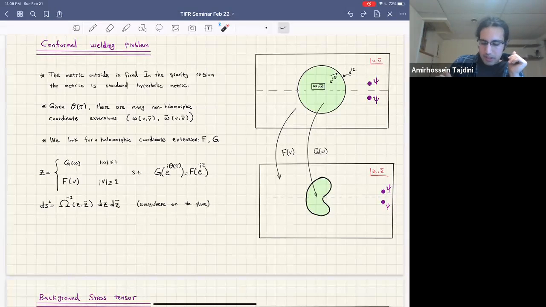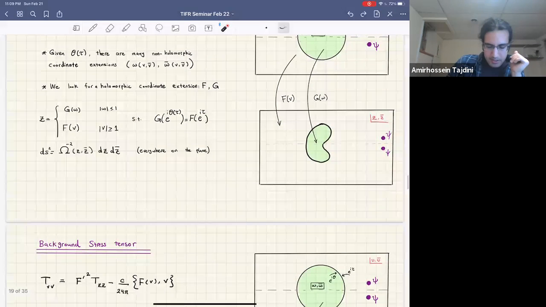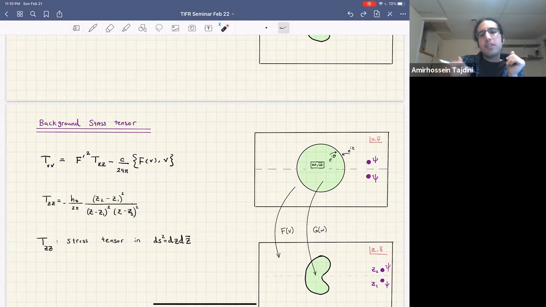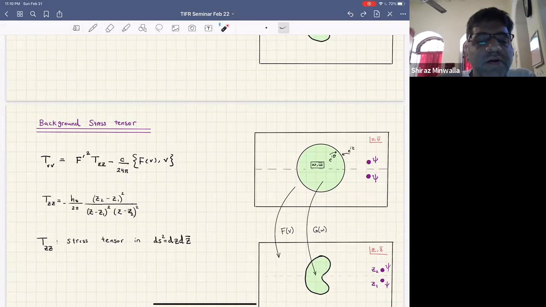I'm just saying that if you first assume that you're given a theta of tau, and then you solve for these two maps F and G, then this is the stress tensor you will find in terms of F and G. And then this stress tensor has to go into the Schwarzian equation of motion to determine theta of tau. So that's how this problem is very non-local, because these maps are non-locally related to theta of tau.